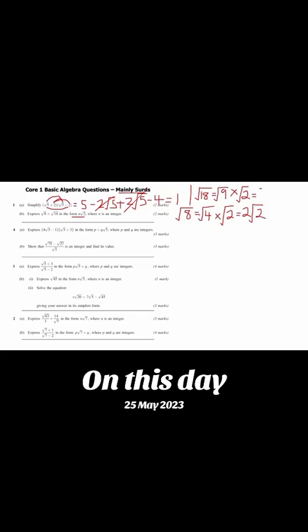The square root of 9 is 3, so we're going to have 3 root 2, guys. 3 times root 2 is written as 3 root 2. Adding these together, 3 root 2 plus 2 root 2 is 5 root 2, guys. So that's how I simplify my surd for that one.